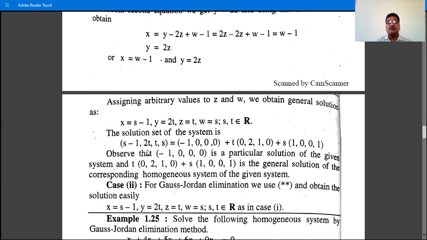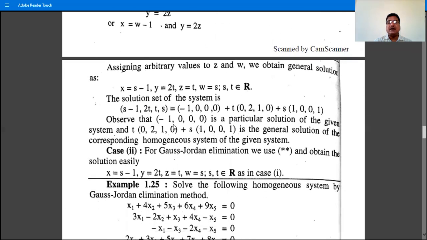This is the solution. It is equal to the constant vector minus 1, 0, 0, 0. If you observe, the constant number is minus 1. At the other places there is no constant number, so 0, 0, 0 are the constants, plus t. The coefficient of t is 0, 2, 1, and 0. And the coefficient of s is 1, 0, 0, 1.